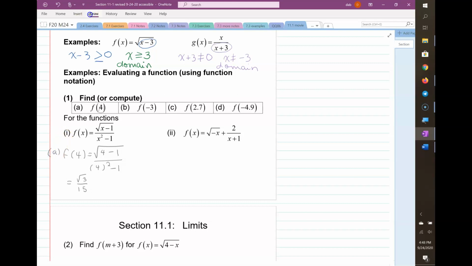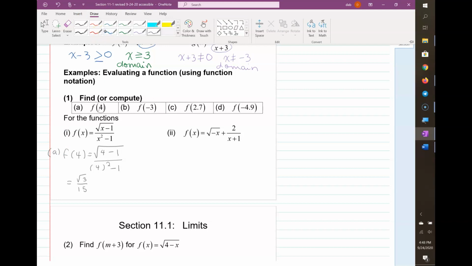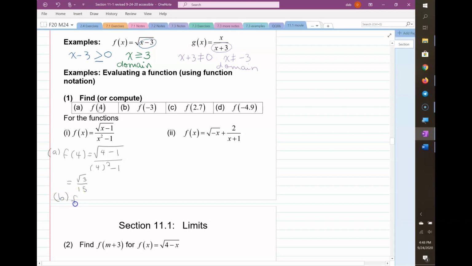parentheses. For example, if we're looking at b and we want to know what is f of negative 3, well then we kind of have a problem here, right? We're trying to take the square root of negative 4, so we say this is undefined. There is no point on the graph of this function for x is negative 3. It does not exist there, so undefined is the proper term.